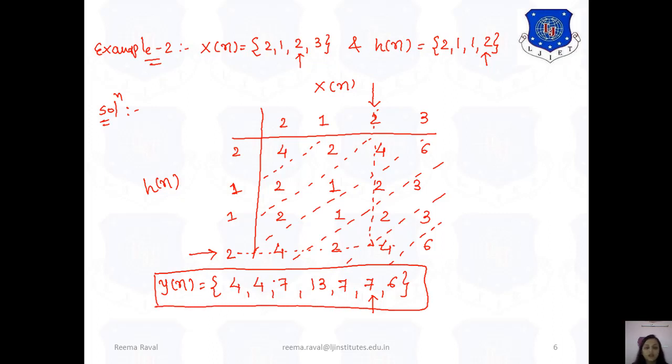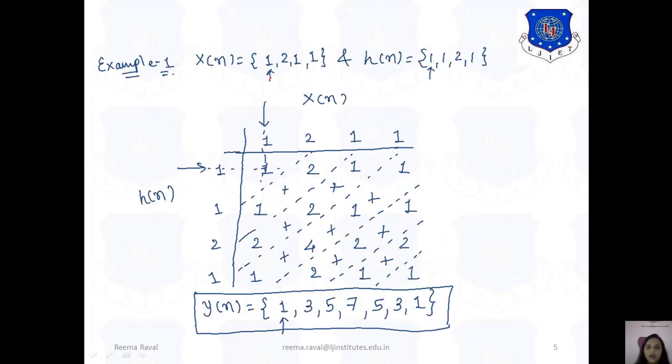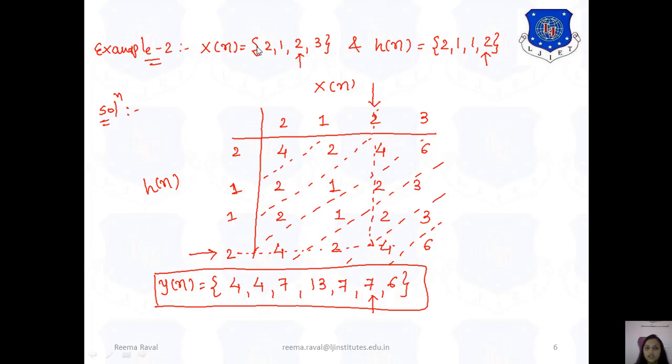Alright. Now as you can see in both of these examples, the previous one and this one, we have considered the range of x of n and h of n to be the same. That means the values are different but the number of values is the same. Here x of n has 4 values, 1, 2, 3, 4, and h of n also has 4 values. Now we are going to consider another example with different lengths of sequences for x of n and h of n. The method and the concept will be the same.